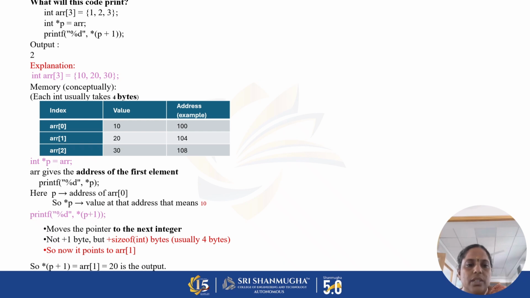Next we print *(p + 1). p points to the value 10, and incrementing by 1 moves to the next integer, that is 20. So we move to 104 instead of 101, because moving the pointer to the next integer is not done by incrementing one byte. So the output will be 20.